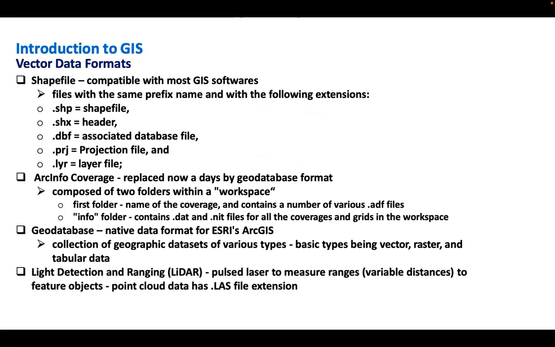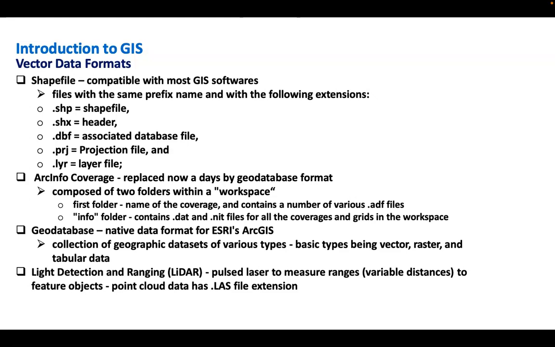Vector data formats. The vector data format called shapefile is compatible with most GIS software, and consists of .shp, which is the shapefile, .shx index file, .dbf associated database file, .prj projection file, and .lyr layer file. ArcInfo coverage, replaced nowadays by the geodatabase format, is composed of two folders within a workspace. The first folder is the name of the coverage and contains a number of .adf files. The info folder contains .dat and .nit files for all the coverages and grids in the workspace. GeoDatabase is the native data format for ESRI ArcGIS.